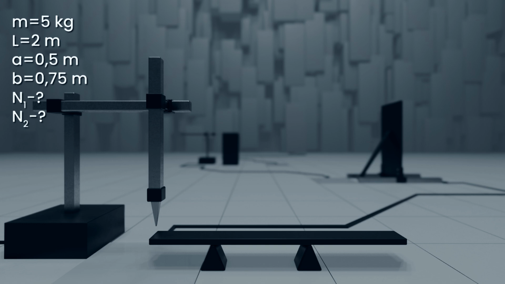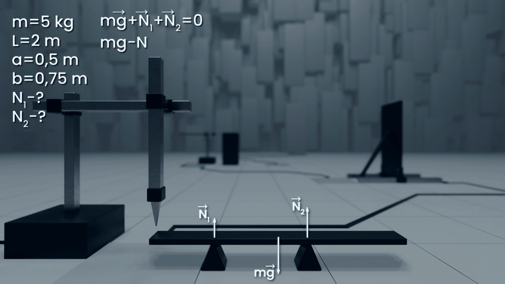Now let's analyze the forces acting on the board. This includes the gravitational force, which is equal to the weight of the board acting downward at its center, and the normal forces exerted by two supports, which are directed upward. Let's denote these forces N1 and N2. Now let's consider the conditions for equilibrium. Since the board is at rest, the sum of all forces acting on it must be zero. We can express this by projecting the forces onto the vertical axis. This gives us the first equilibrium condition.